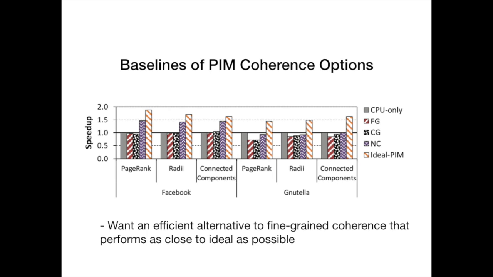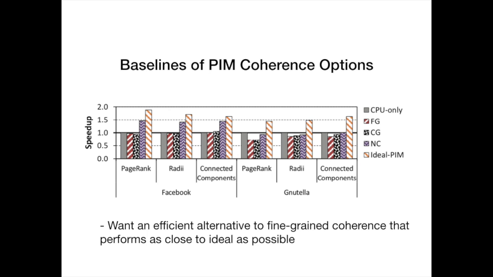Also, for the purpose of comparison, they include an ideal PIM scenario where there's no penalty at all for cache coherence. This chart shows how those different approaches perform under different workloads. Coarse-grained seems like a reasonable alternative to fine-grained, but unfortunately it can still lead to high overhead. Some applications can actually perform much worse.